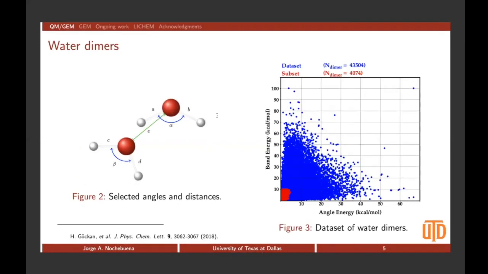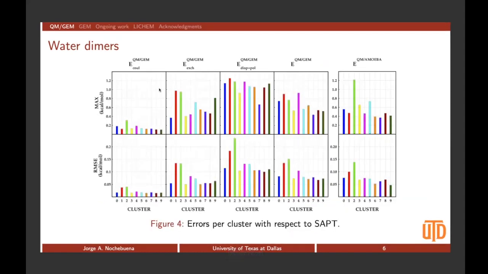The QM/GEM capability has been evaluated in this paper on a reduced set of water dimers reported by Pásini and co-workers. This reduced set involves monomers with bonds and angles similar to the geometry of the AMOEBA polarizable force field. This set was divided into 10 groups using K-means clustering methods, and here are the results.